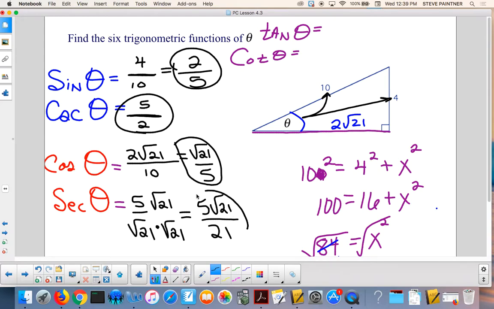Okay? Now, if you can do this in your head, I don't require you to show that because I know half this class can do that in their head and get that answer quick. But I'm showing my steps just so everybody sees what I'm doing. Okay? So tangent of theta, Paul, is what? What'd you get for tangent?